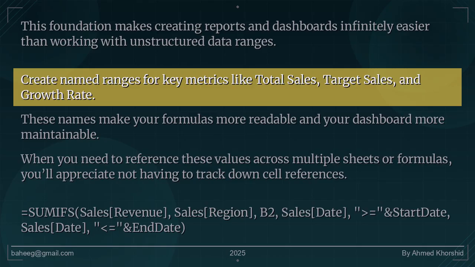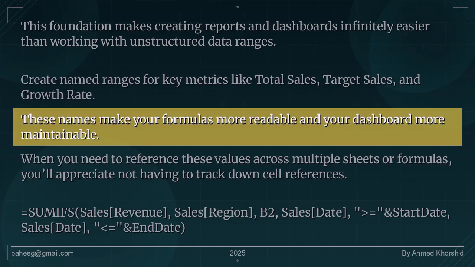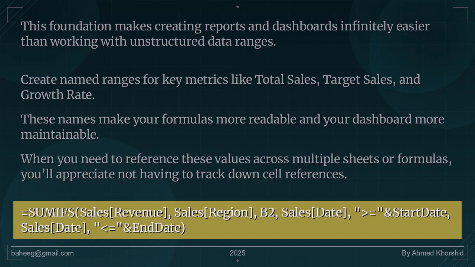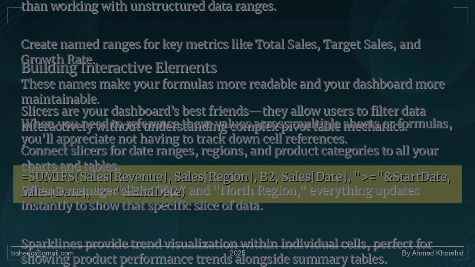Create named ranges for key metrics like total sales, target sales, and growth rate. These names make your formulas more readable and your dashboard more maintainable. When you need to reference these values across multiple sheets or formulas, you'll appreciate not having to track down cell references. SUMIFS(Sales[Revenue], Sales[Region], B2, Sales[Date], ">=" & StartDate, Sales[Date], "<=" & EndDate).